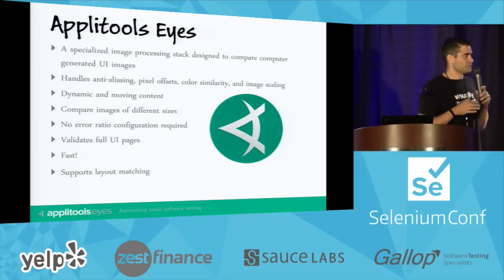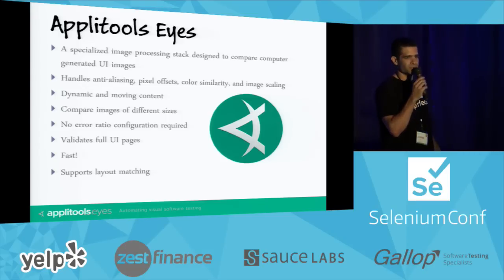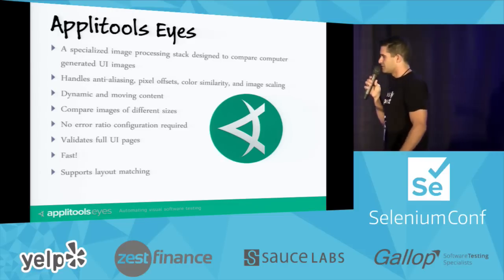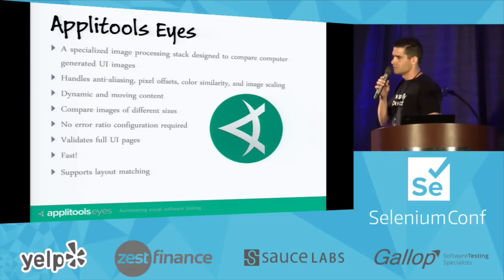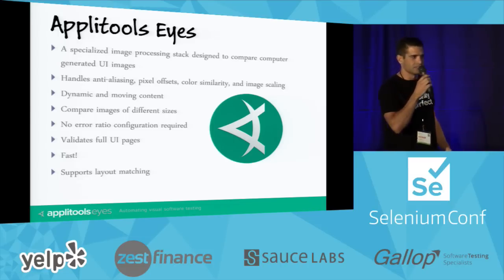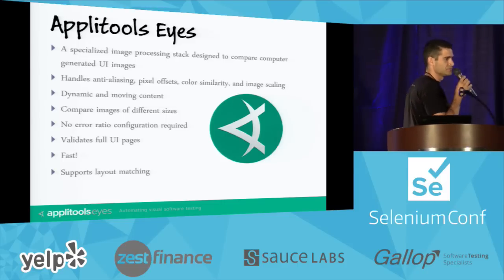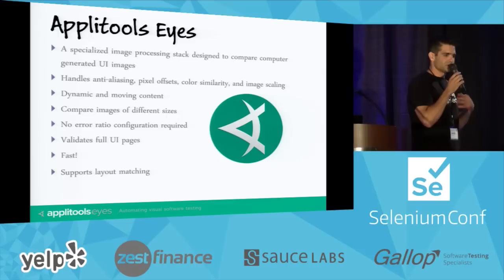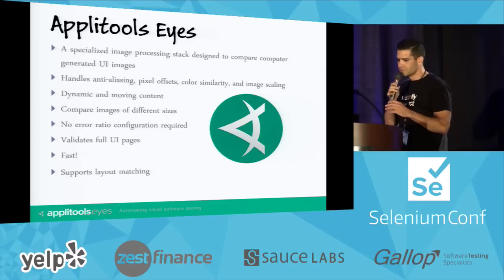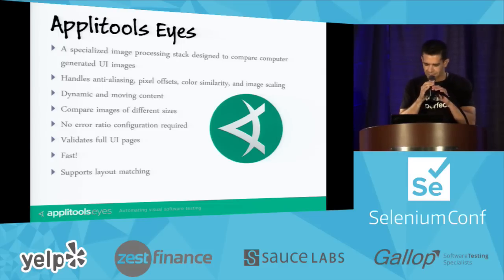Another thing that's special about this comparison engine is that it also supports layout matching, which basically means that it deconstructs the image into its components, paragraphs, text, columns, and images, and compares the structures between the images. And this is very useful for actually validating extremely dynamic applications and also to do cross-browser and cross-device visual testing. And I'll show you how it looks.